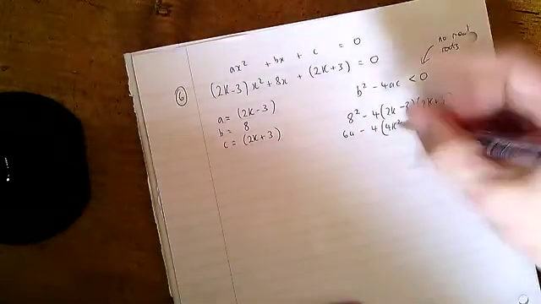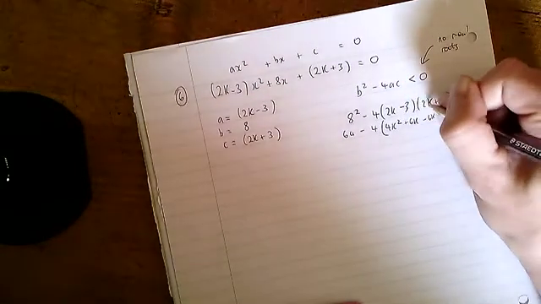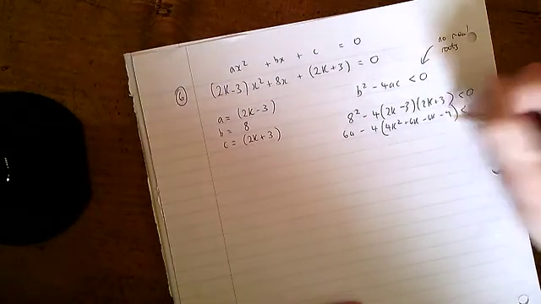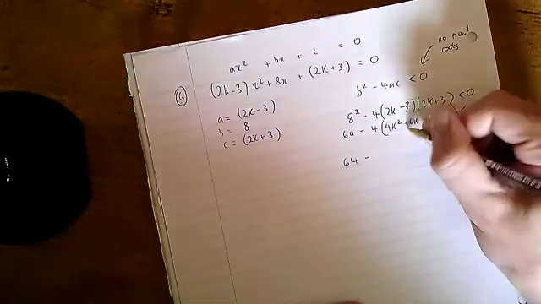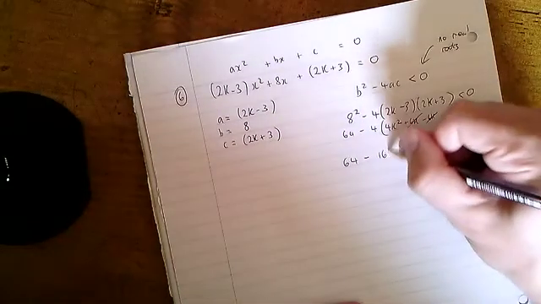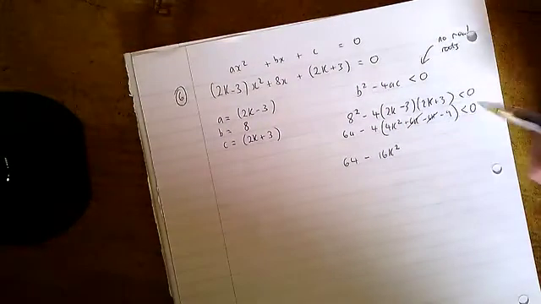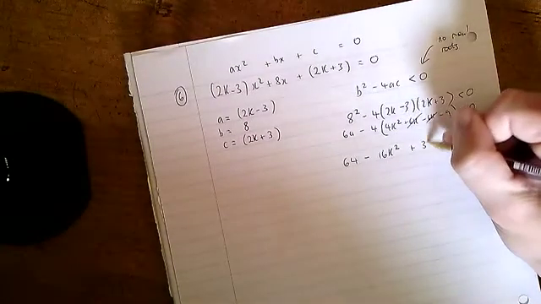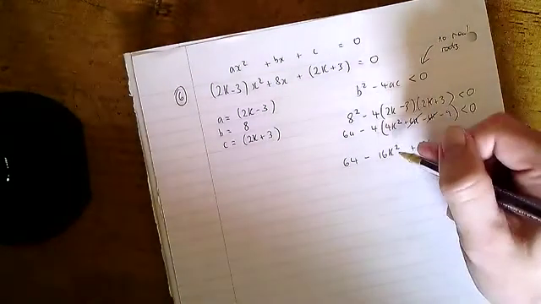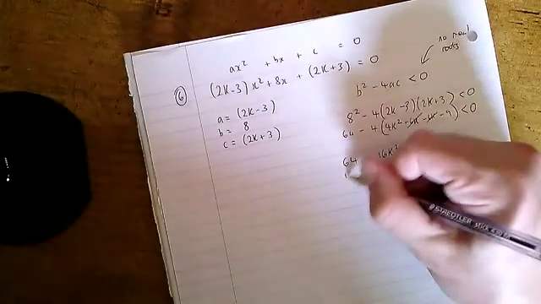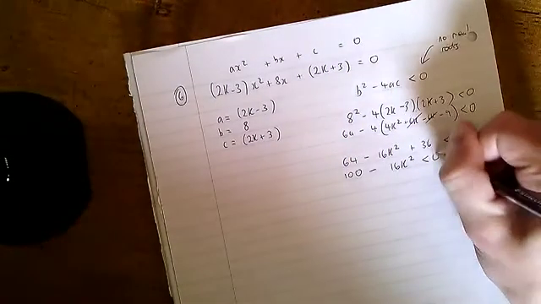2k times plus 3 would give me plus 6k. I then get a minus 6k from this side here doing it that way, and then I get a minus 9 there. Okay, and then I'm going to get 64 minus, now be very careful here, so I'm going to put a line through there to show they cancel. I'm going to get minus 16k squared, and then minus 4 times minus 9 is plus 36, is less than 0. So then I'm going to get 64 minus 16k squared. So that is going to be 100 minus 16k squared is less than 0.